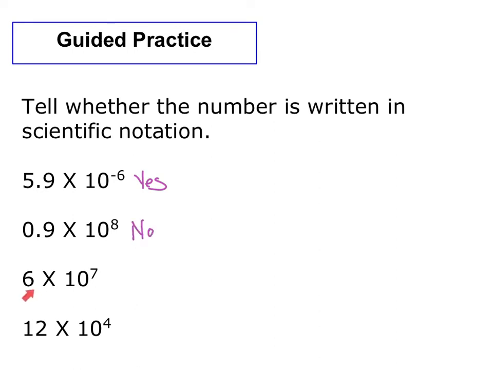The next one, 6 times 10 to the power of 7, is written in scientific notation because 6 is between 1 and 10. So this one's a yes. And the last one, 12 times 10 to the power of 4. This one is not written in scientific notation because 12 is greater than 10. So this one's a no.